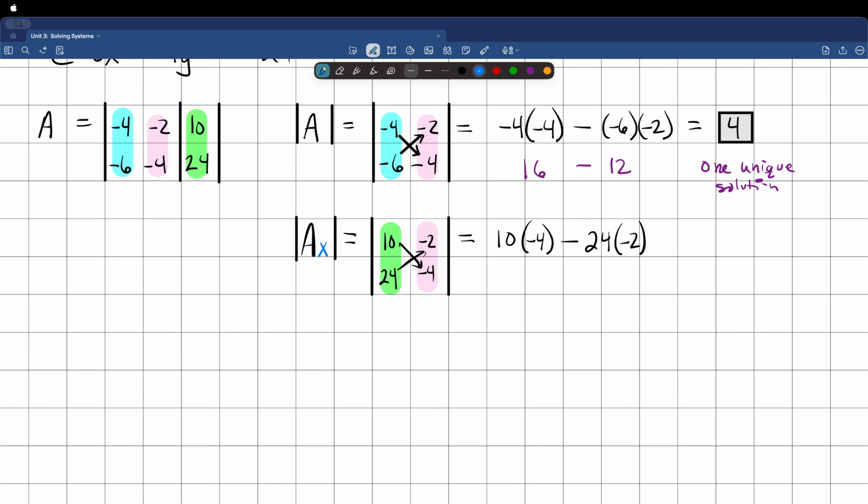Now this piece is going to give us negative 40. And we're subtracting 24 times negative 2. So in other words, we're adding 48. So this is going to give us the determinant of the x's as 8. Now the last component is we need the determinant of the y's.